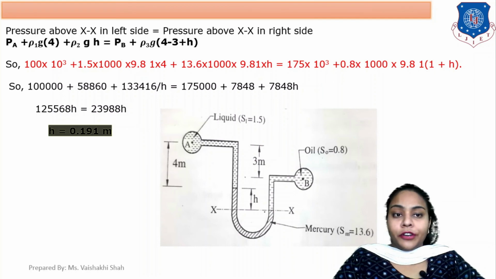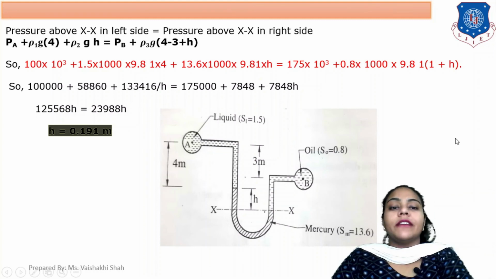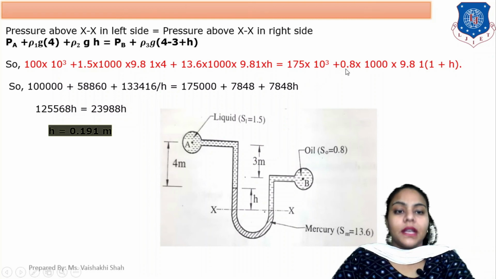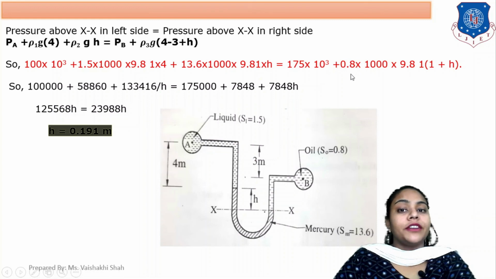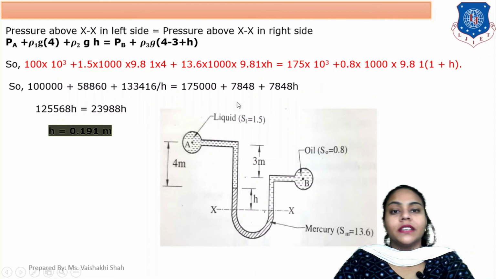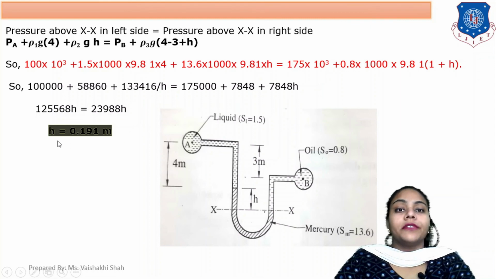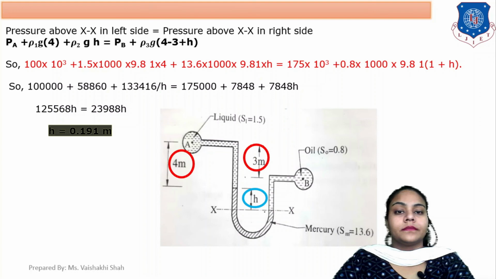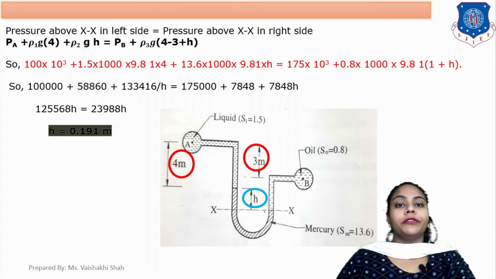Okay. Now, placing all the values here: PA, that is 100 into 10 raised to 3, plus rho 1, that is 1.5 into 1000 into 9.81 into 4, plus 13.6 into 1000 into 9.81 into H, equals 1.75 into 10 raised to 3 plus 0.8, that is specific gravity of fluid in pipe B, so 0.8 into 1000 into 9.81 into (4 minus 3) plus H, that is 1 plus H. By solving this equation in calculator, you get the final answer for H, that is 0.191 meter. So here small h is 0.191 meter.